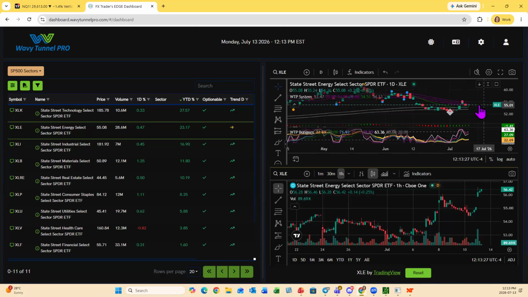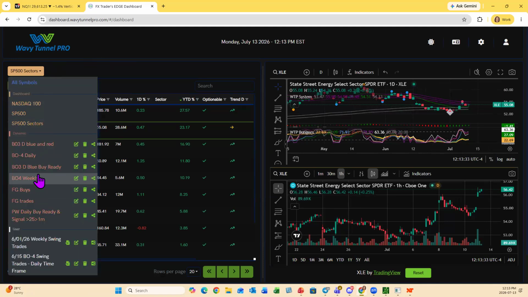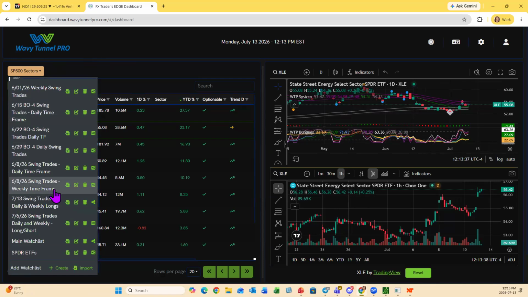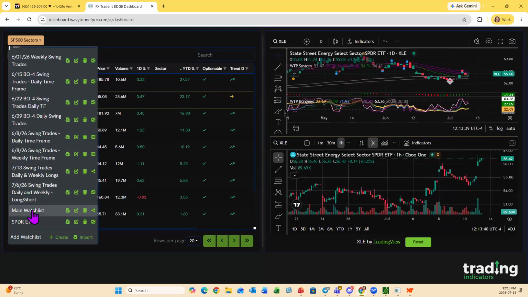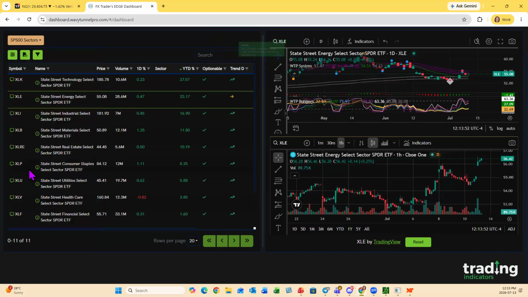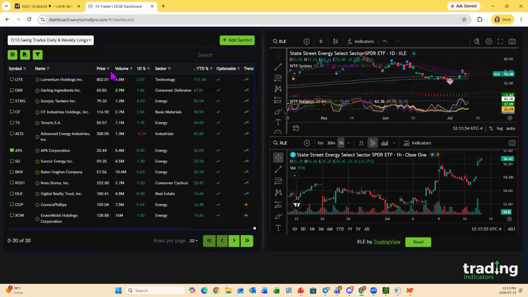Okay. All right, let's get to the scanner itself. As I mentioned to you, I scanned for the breakout 4 dailies and weeklies, and I set it up under 713 swing trades, daily and weekly longs. I'm going to share it with you right now. Forgot to share it yesterday, sharing it with you right now. And we're going to have a look at that.